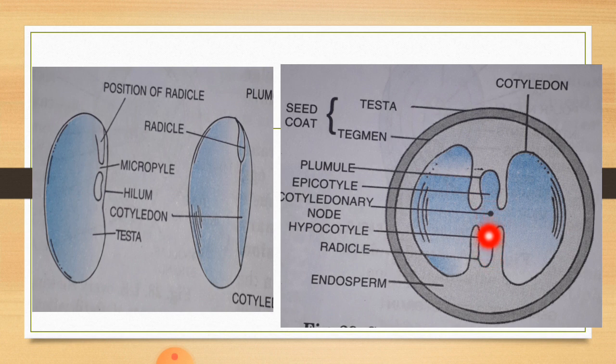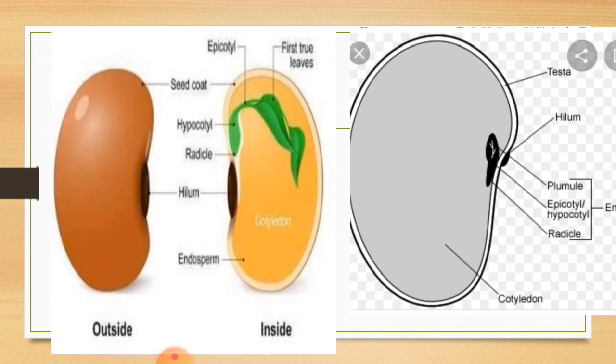Between these two there is the portion known as the hypocotyl, and on the upper side, between the cotyledonary node and the plumule, there is also a portion known as the epicotyl. So there are the epicotyl and the hypocotyl. The epicotyl is on the upper side and the hypocotyl is on the lower, between the radicle and the cotyledonary node.